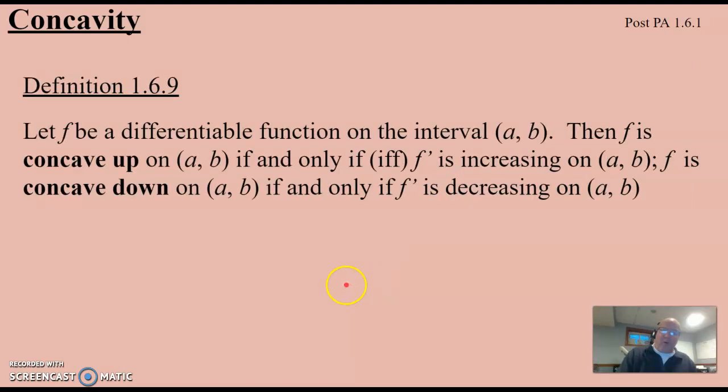All right, so here is another definition about concavity. This one I will read to you. Let f be a differentiable function on the interval from a to b. If f is concave up on that interval, I should say f is concave up on that interval if and only if f prime is increasing on that interval. F is concave down on the interval if and only if f prime is decreasing.